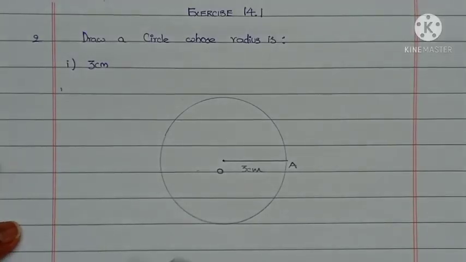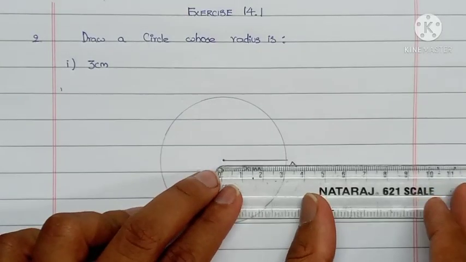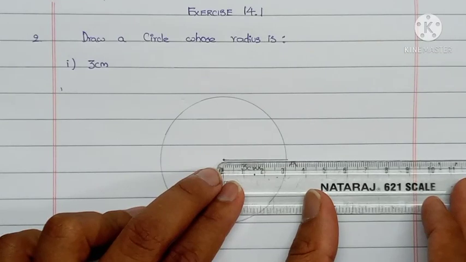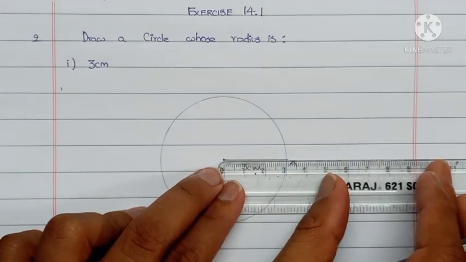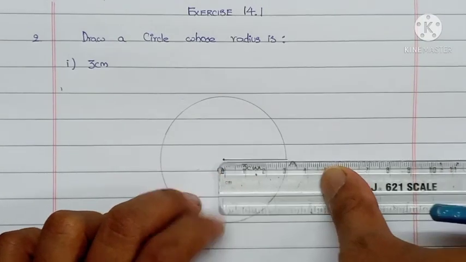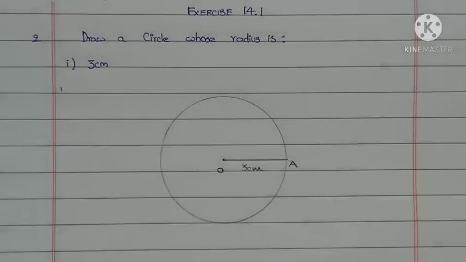Now the verification whether our circle is correct or not can be taken from this radius. If the length of this line segment is exactly 3 centimeters, then our circle is correct. Otherwise it is going to be wrong. I hope you understood, children. Very easy. First on the scale, you will take the measure of 3 centimeters and then you will draw the circle with that radius. Now I am going to show the second one, children.